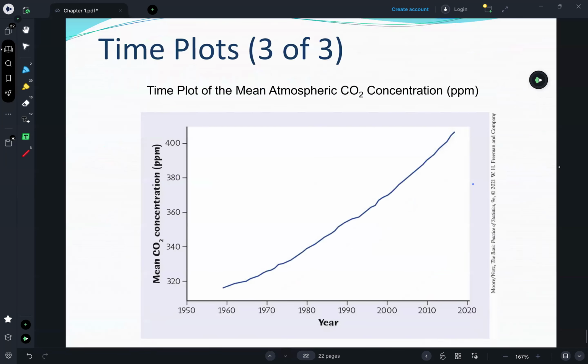Another one here is on the average atmospheric CO2 concentration in ppm units. So this is the time plot for that, and very meaningful for anyone who is studying atmospheric CO2 concentrations. We can instantly see that the overall trend is increasing over time, from just before 1960 to just before 2020. And they have connected the dots to see that overall trend. Okay, and that concludes chapter 1.